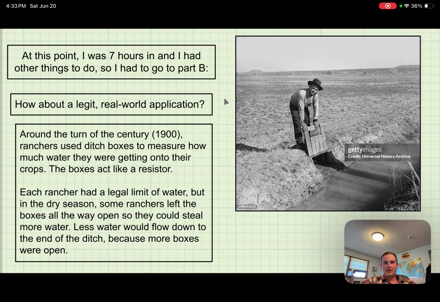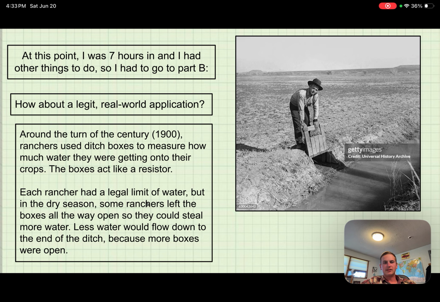Yeah, so now we're on to part B here. We want to look at more of a real world example. So back in 1900, ranchers used ditch boxes to measure how much water they're getting on their crops. These boxes act like a resistor. They're resisting water, where water would be electricity. The ditch box is the resistor.